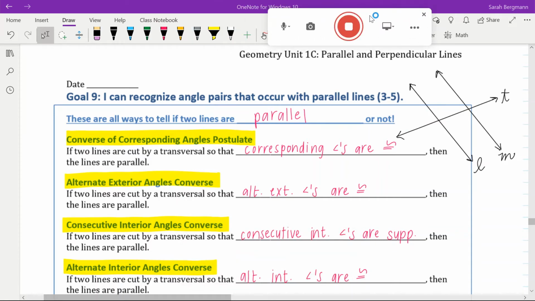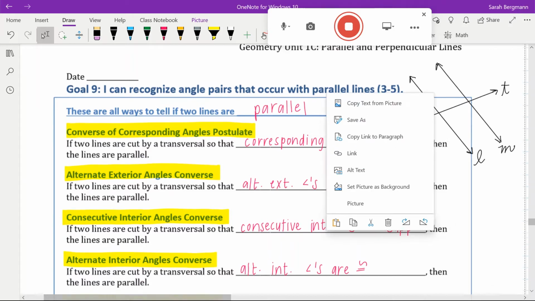The video today is all about telling if lines are parallel or not. All of these postulates and theorems that we're about to learn are ways to tell if two lines are parallel or not. Let's say we had this diagram where lines L and M are crossed by the transversal T. There are quite a few ways to see whether L and M are parallel.